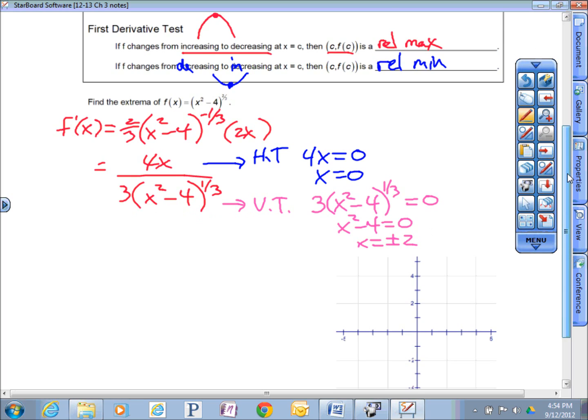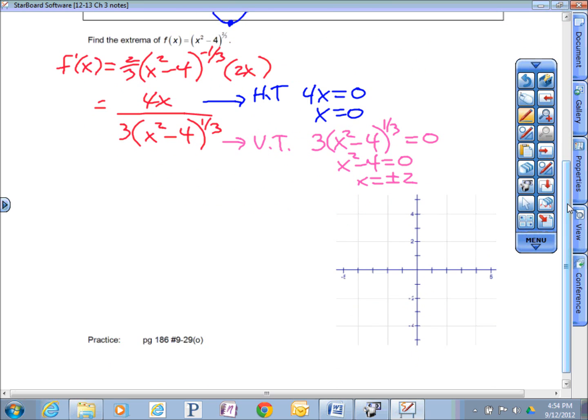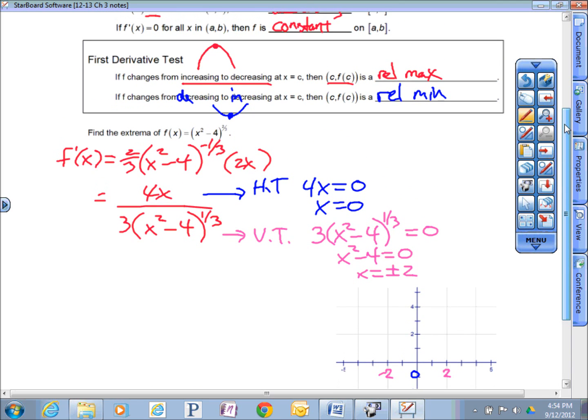So here's what we've just come up with. We got something going on at -2, we got something going on at +2, and we got something going on at 0. We just need to figure out what. So we're going to now invoke the first derivative test. The first derivative test says, if you can find an interval where the function is increasing and then becomes decreasing, you found a max. Go from decreasing to increasing, you found a min.